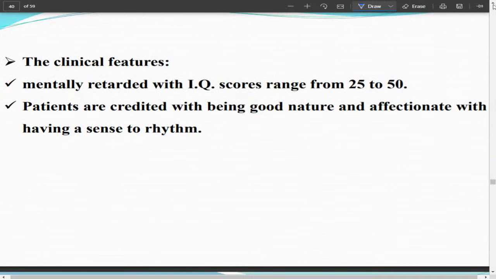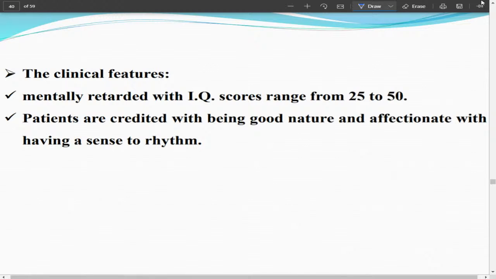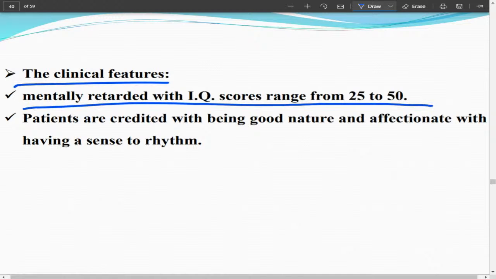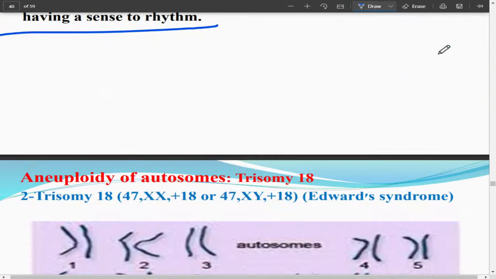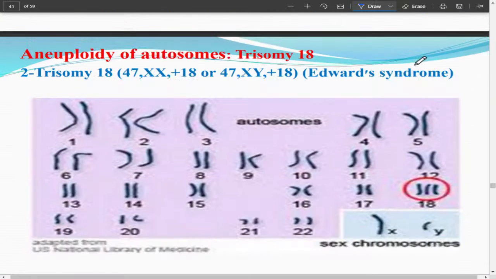Other clinical features of Down syndrome include mental retardation, with IQ scores between 25 and 50. Patients are credited with being good natured and having a sense of rhythm, which is a good thing, of course.